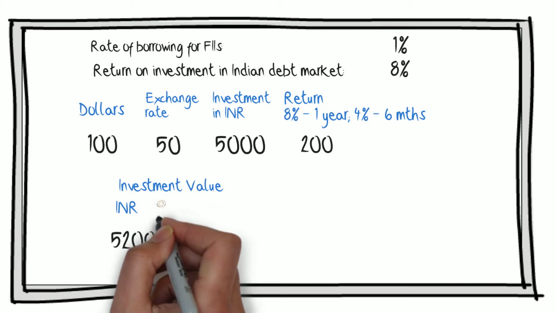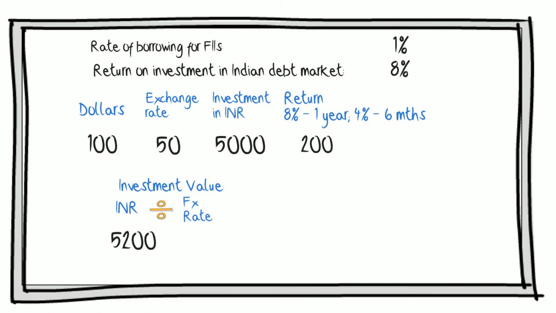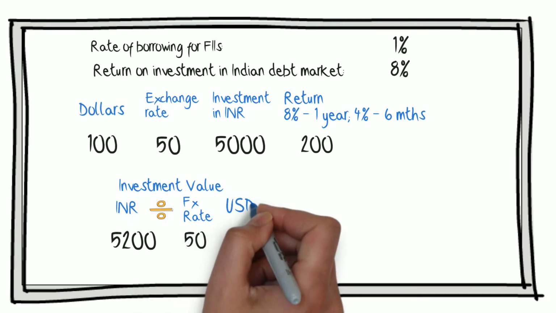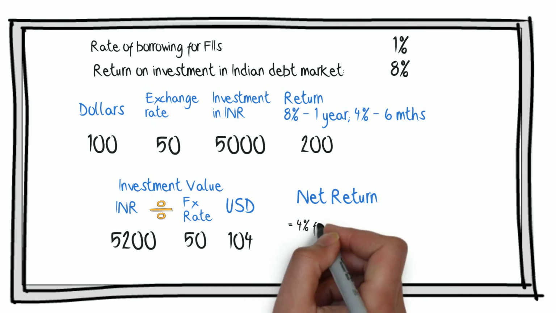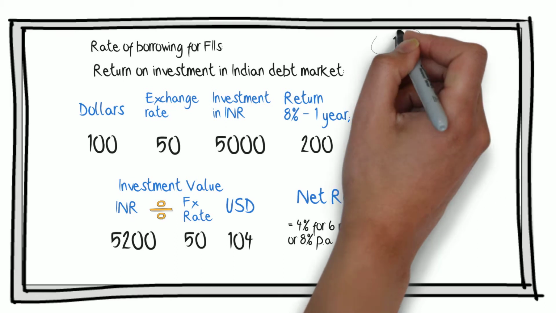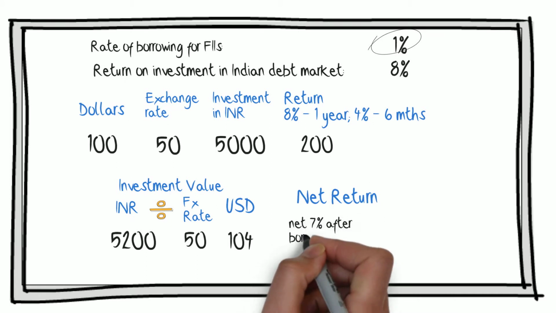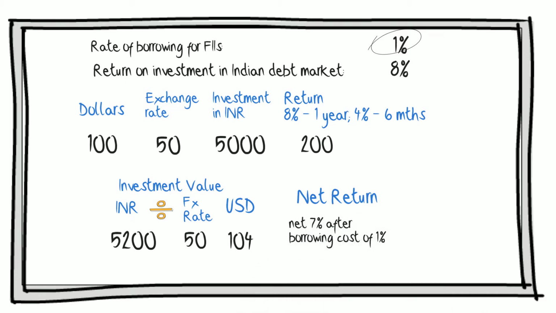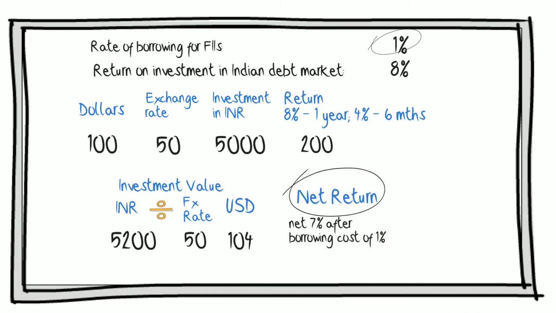If the rupee did not depreciate, this would translate into 5,200 divided by 50, or $104, or a return of 4% against a borrowing cost of 0.5%. 1% for a year is 0.5% for 6 months. This leads to a net gain of 3.5% over 6 months, or 7% per annum. The net return simply is return from investment less cost of borrowing.